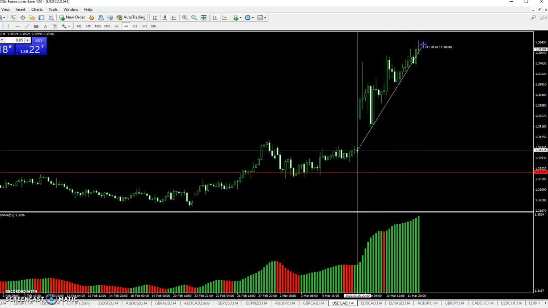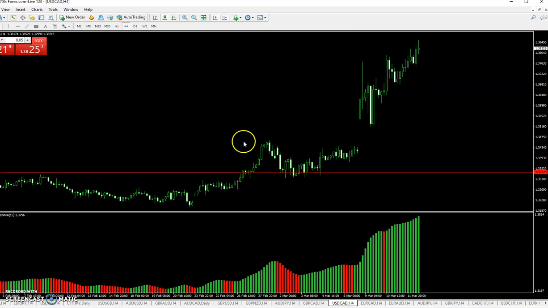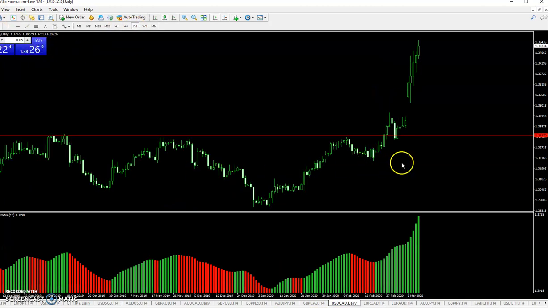So that's over 400 pips. Let's see if this would have worked on the daily as well. Actually, this worked a lot better on the daily. So it's all a reward risk ratio. On the daily you might get some bigger losses, but also you get bigger gains.